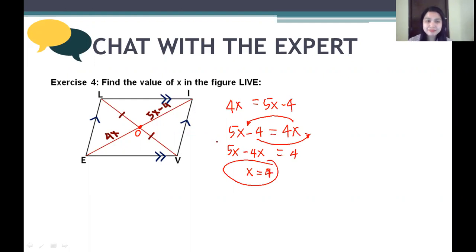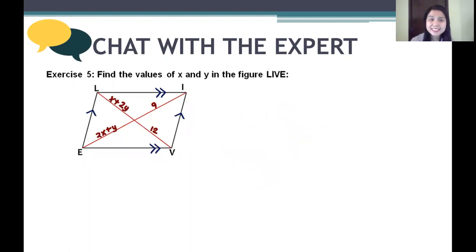Questions? If the question is, what theorem supports this? The theorem that supports this is the diagonals of a parallelogram bisect each other. Next, we'll go to exercise number 5.